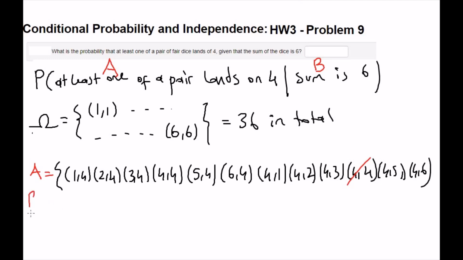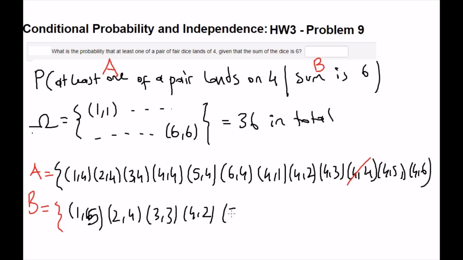And our event B is sum of 6. Sum of 6 is either 1,5, 2,4, 3,3, 4,2, 5,1. So here we have 5 out of 36 options. And for event A, we have 11 out of 36 options.